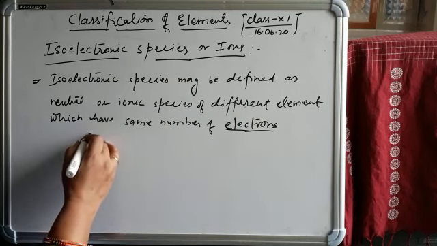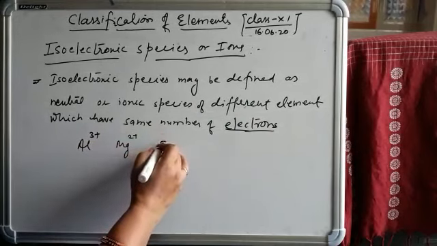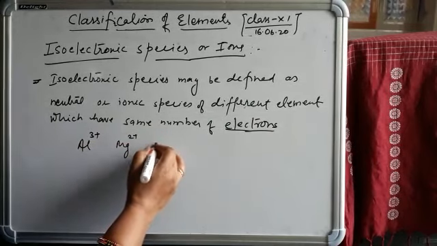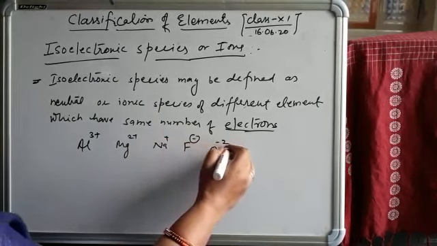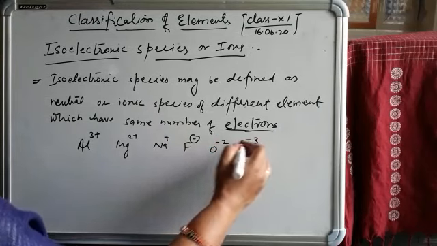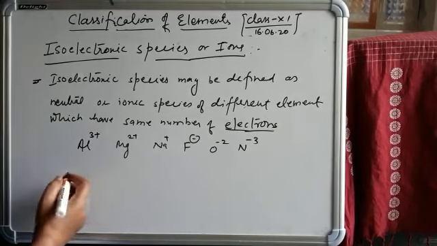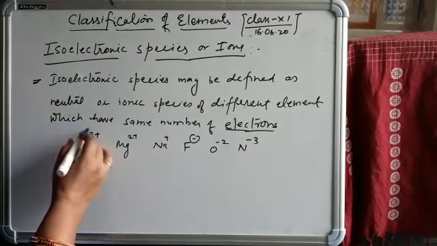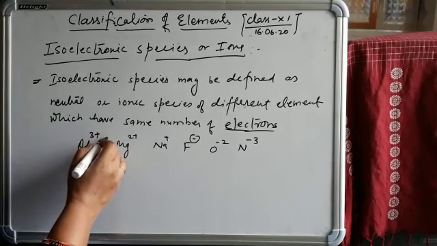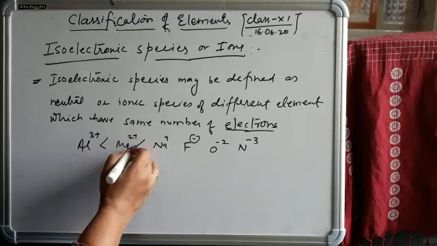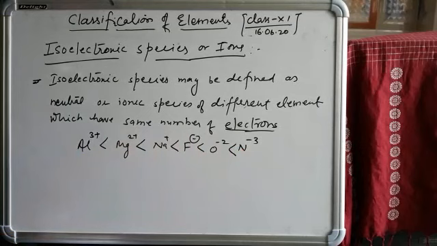For example, aluminum, magnesium, sodium, fluorine, oxygen, nitride, and so on. If we talk about the increasing order of ionic radius, we can say that the greater the charge, the smaller will be the size. So aluminum is smaller than magnesium, magnesium is smaller than sodium, chlorine and nitride.